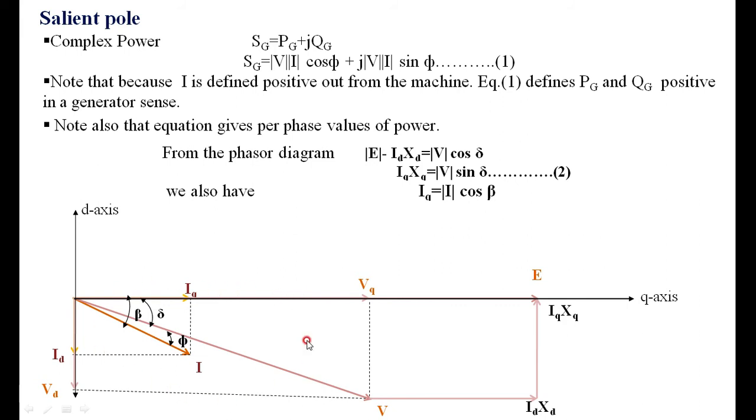Also, from the same vector diagram, I am defining the values of IQ and ID. IQ is equal to I cos beta and ID is equal to I sin beta. How am I getting this? You can see the total angle is beta, this angle is phi, and this angle is delta. If you express phi in terms of beta and delta, it is beta minus delta. Then how are we getting equations 2 and 3? That we will see now.